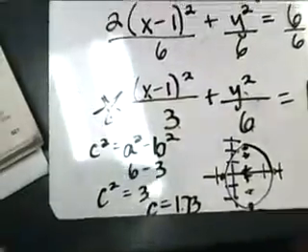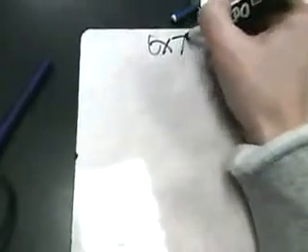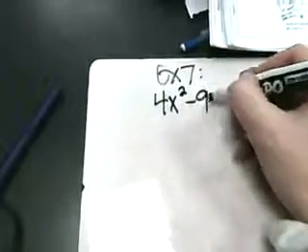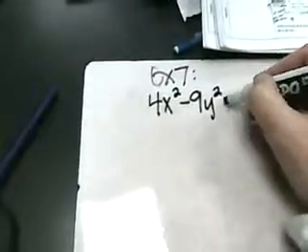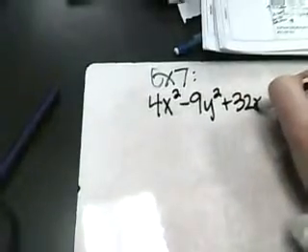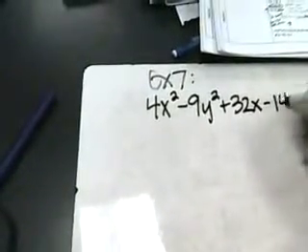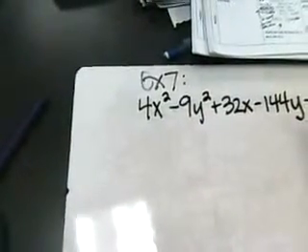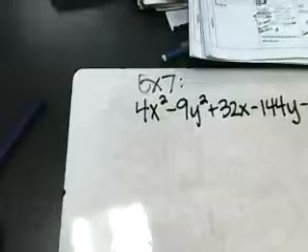Okay, let's do another one of those. Example 7. A lot of stuff here, guys, but I know you can do it. All right, example 7 gives us 4x squared minus 9y squared plus 32x minus 144y minus 548 equals 0.